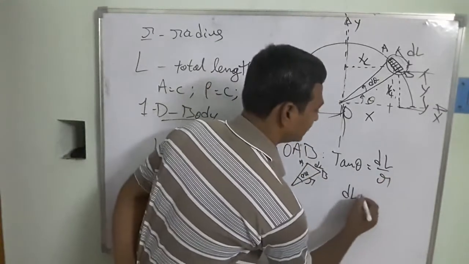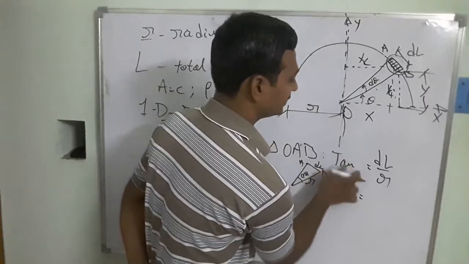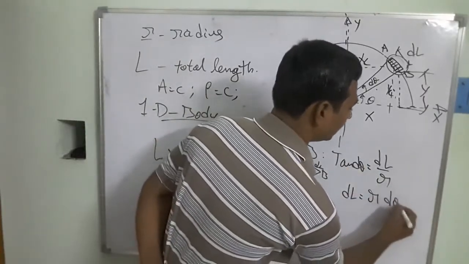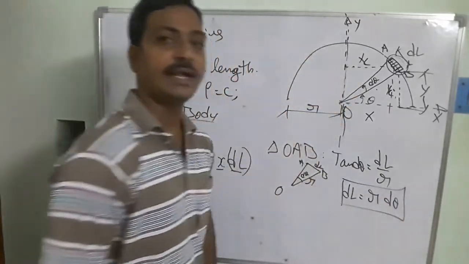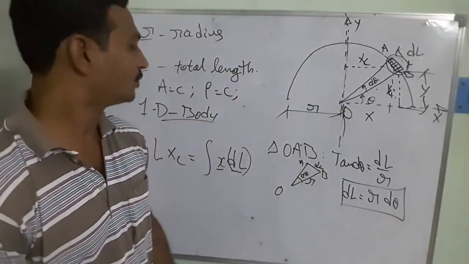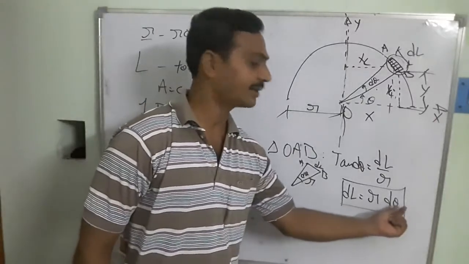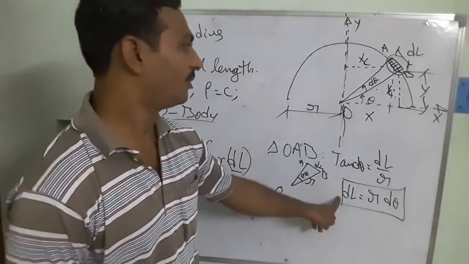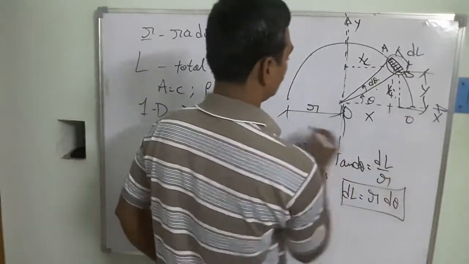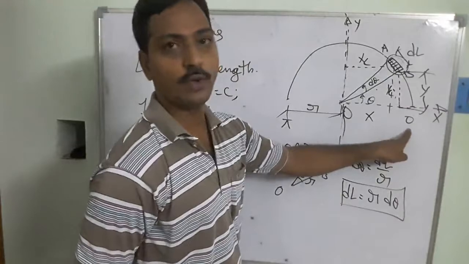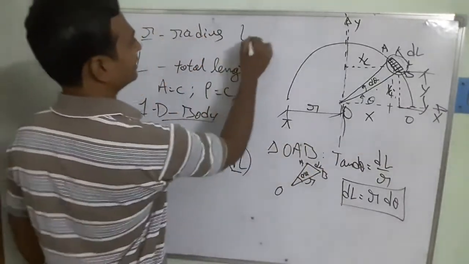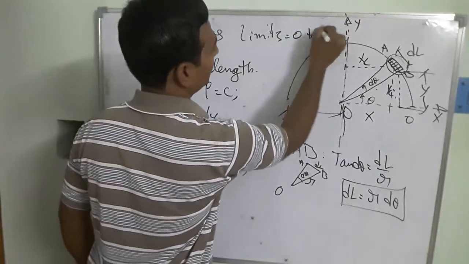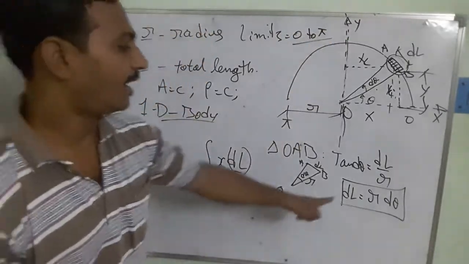The dl is equal to, so here it is not theta, this is d theta, we have to take it. That's going to be r into d theta, because tan d theta is very small. So now we have got dl is equal to r d theta. If I go for the integration, because it exists between 0 to pi, so this is the 0 angle to pi, that is the limits. The limits of this bend is 0 to pi. Right? 0 to pi I am going to substitute.